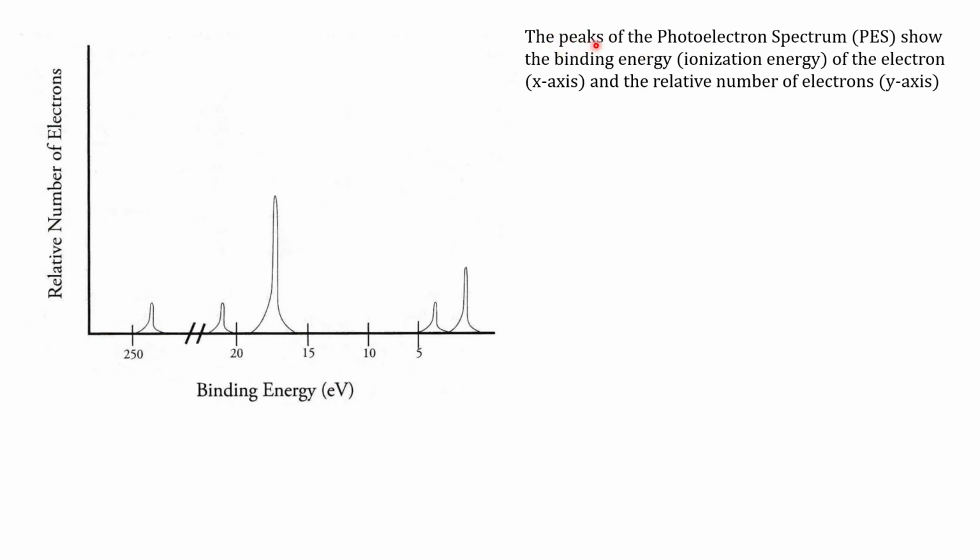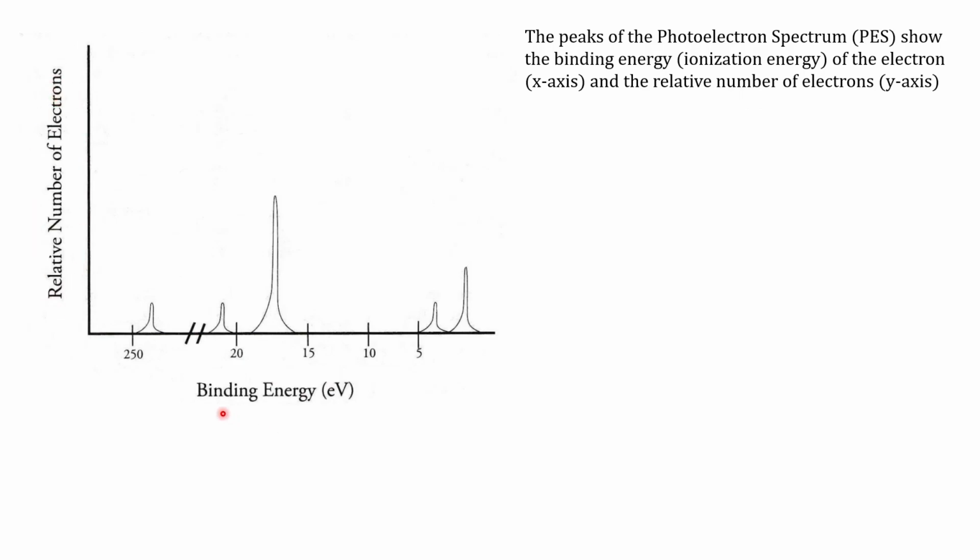So our peaks in our photoelectron spectrum, which is also called a PES, are going to show the binding energy. Again, it's the same thing as ionization energy of the electron. This is on the x-axis. So you can see right here, this is binding energy. On the y-axis are the relative number of electrons. Again, you can see it's labeled right here.